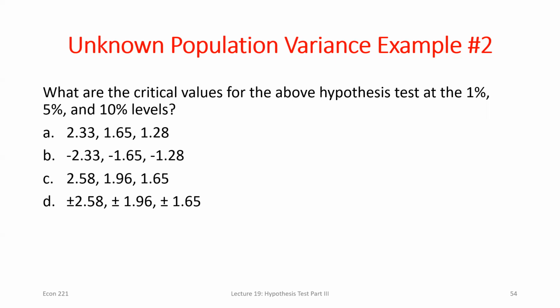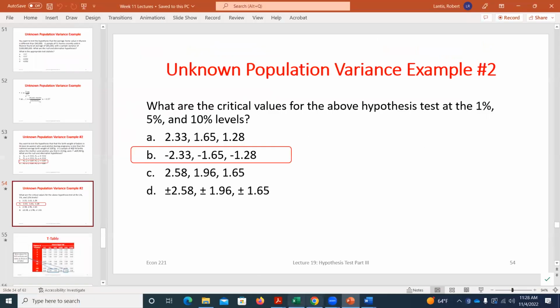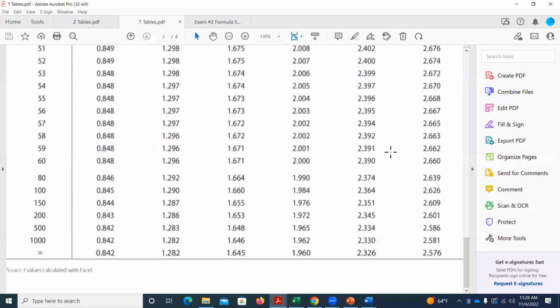So right away, I can rule everything out. So I know what these are, right? Negative 1.28, negative 1.65, and negative 2.33. Now, this is a unique example. I won't give you one like this on the exam. I just want to point out another limitation, not of our standard normal table, but of our student t table, right?